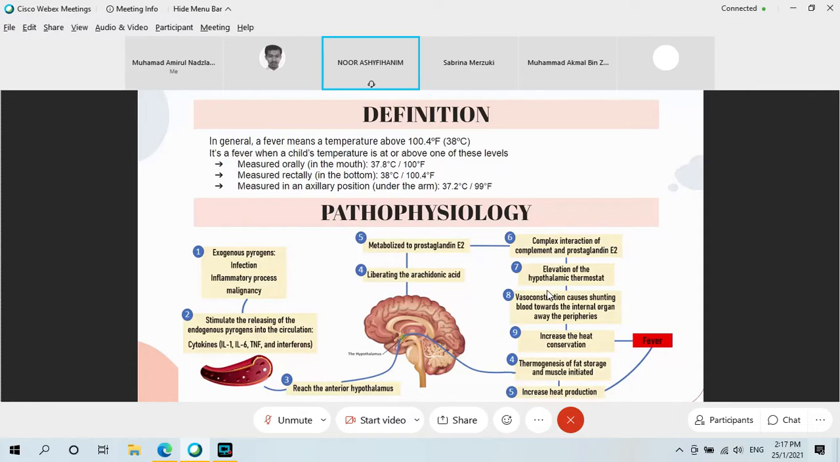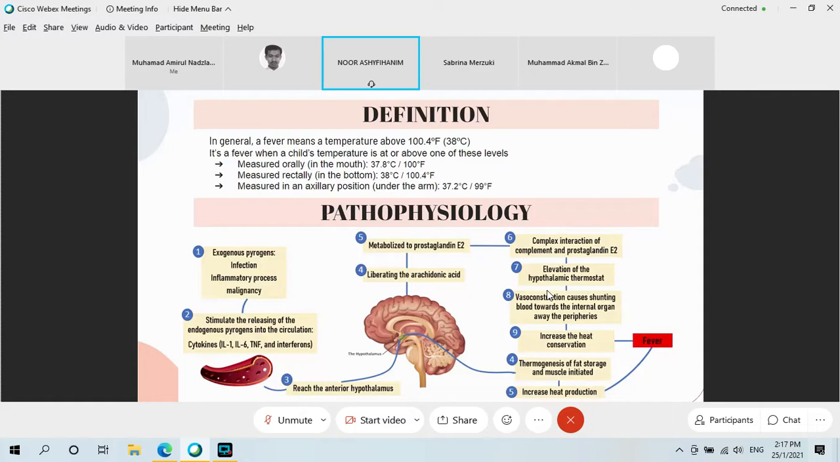If we measure the temperature orally, it is at or above 37.8 degrees Celsius or 100 Fahrenheit; 38 degrees Celsius or 100.4 Fahrenheit if we measure it rectally; or 37.2 degrees Celsius or 99 Fahrenheit if we measure in an axillary position. Next, I will explain about the pathophysiology of fever.